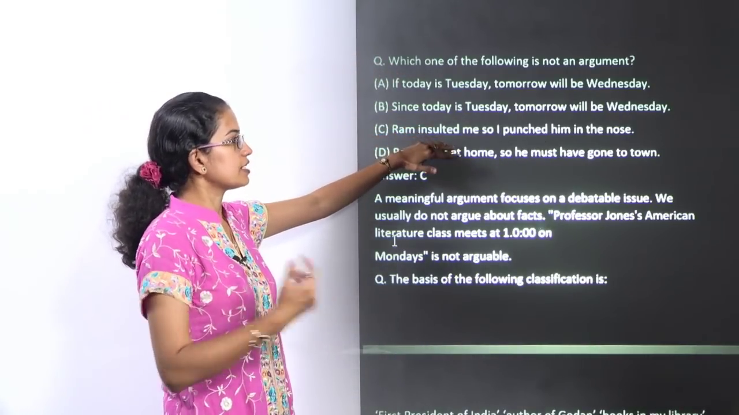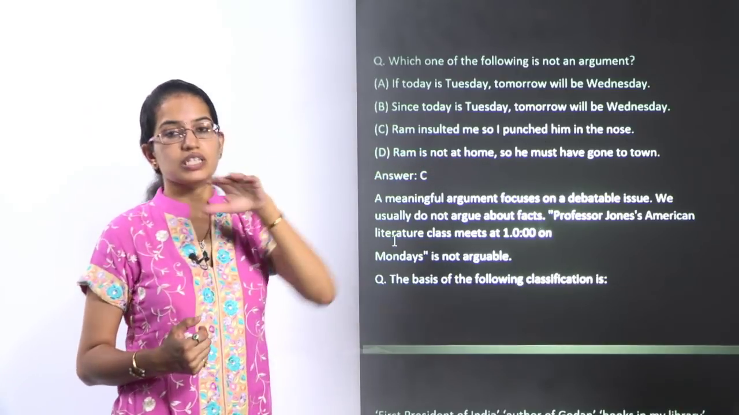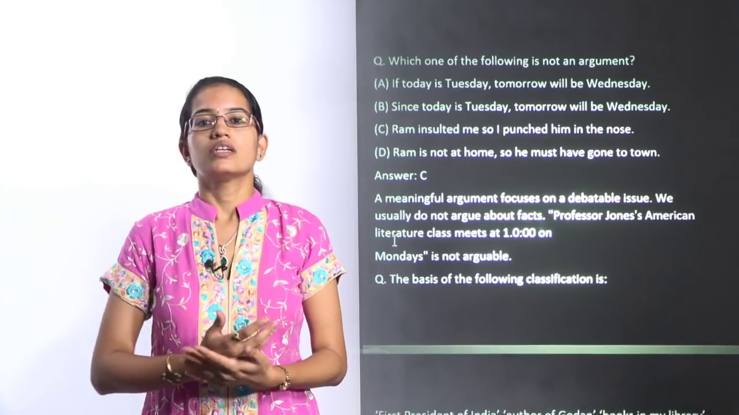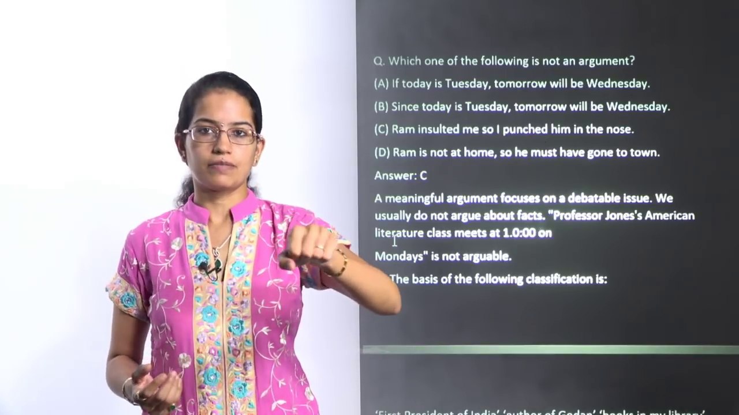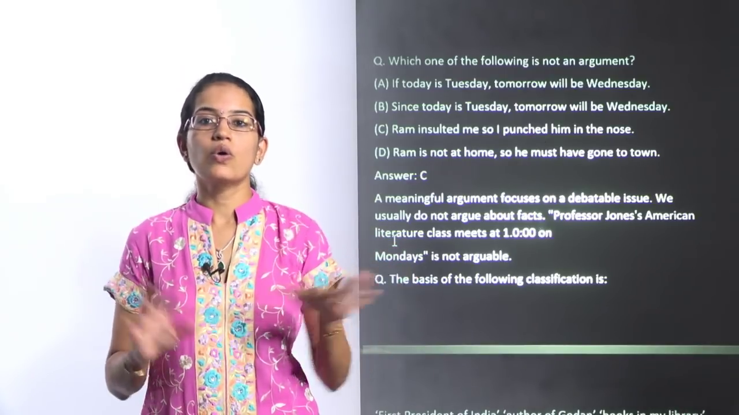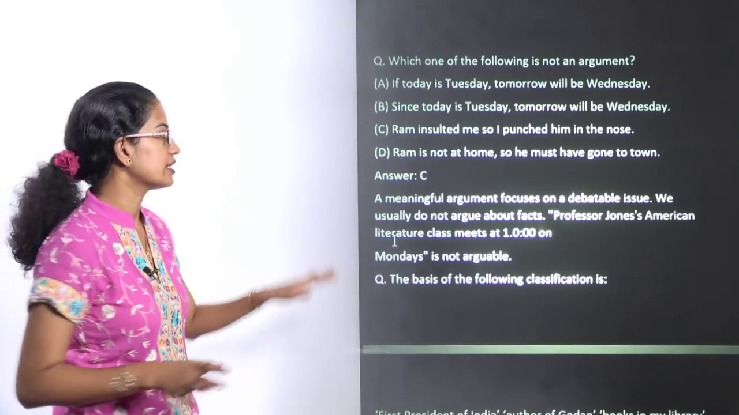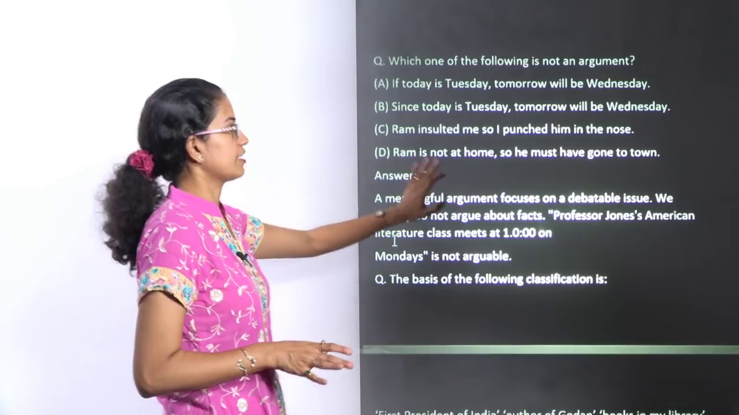But Ram insulted me, so I punched him. This is a kind of assertion or a statement that I am making. Because Ram insulted me, I punched him. So there is no argument, no if and but. That is something that is done or finished, and therefore C is not an argument, the remaining ones are arguments.